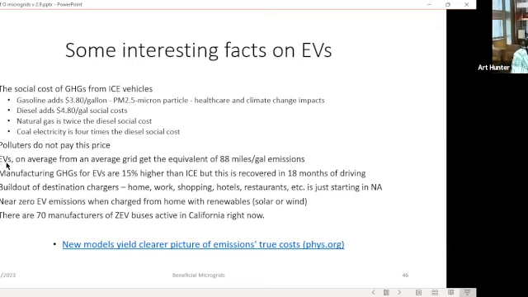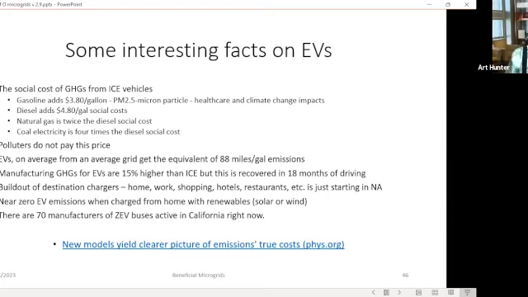And they had this interesting number. It says EVs on average from an average grid, whatever that means, get the equivalent of 88 miles per gallon in emissions. They do acknowledge, and it is correct, that manufacturing EVs is in fact about 15% higher than internal combustion engine, but they say that after 18 months of driving, you break even.